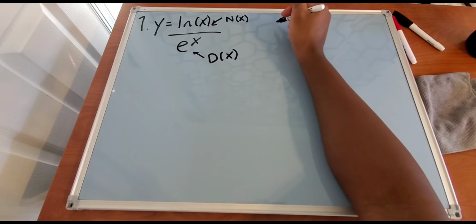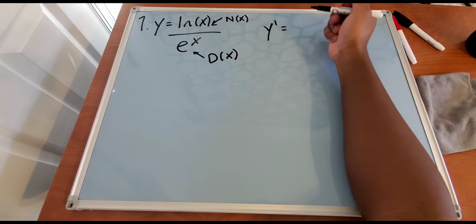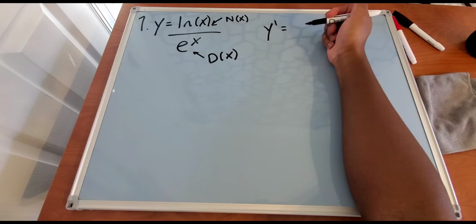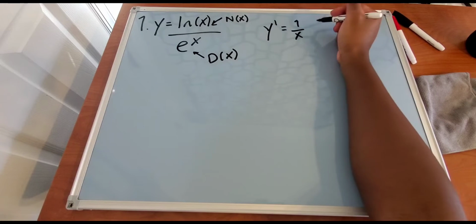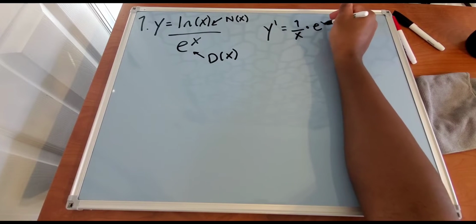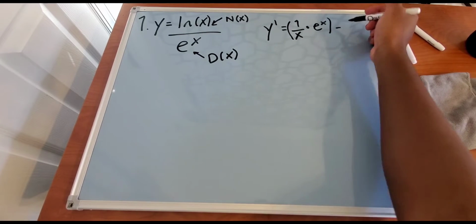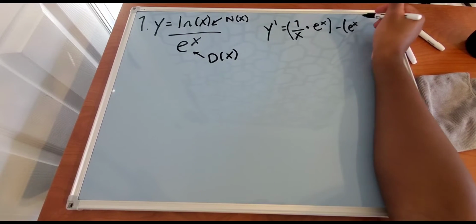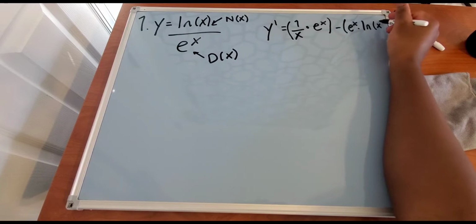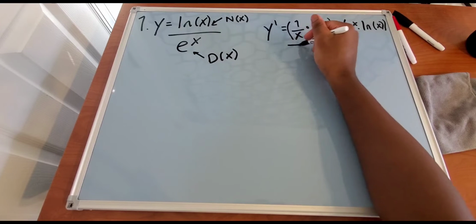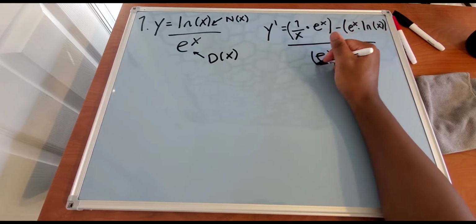So with that, we can go ahead and take the derivative. We know that the derivative of y is equal to the derivative of the numerator, which is 1 over x, times the denominator, which is e to the x, minus the derivative of the denominator, which is e to the x, times the numerator, which is natural log of x, all over the denominator squared, which is e to the x squared.